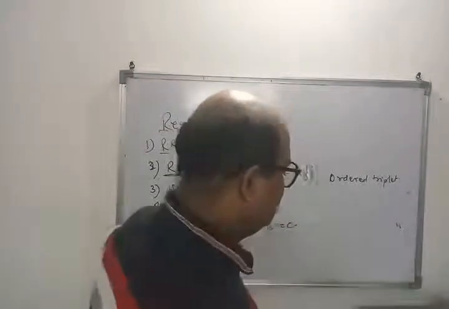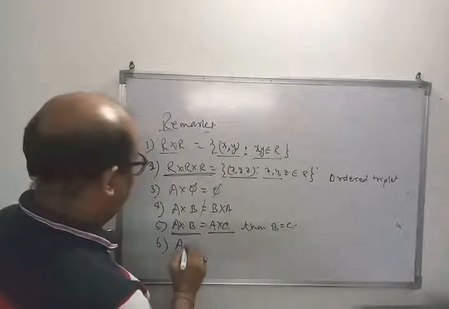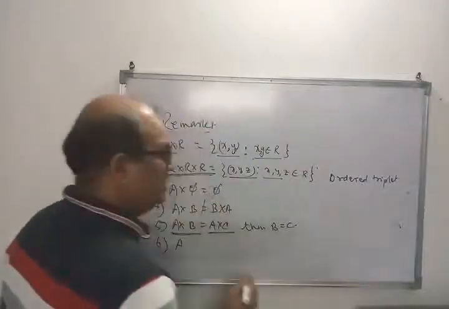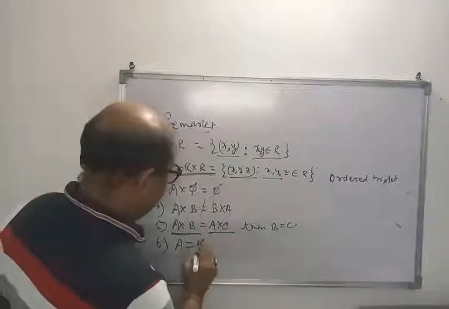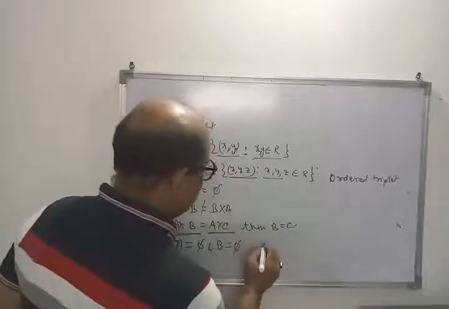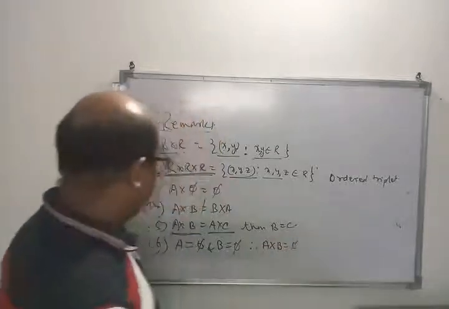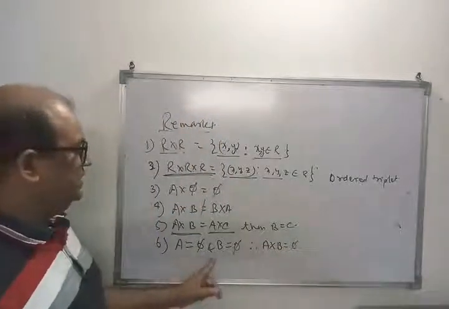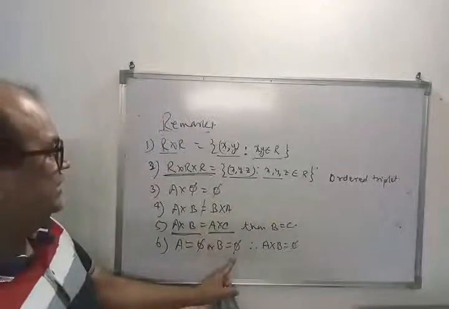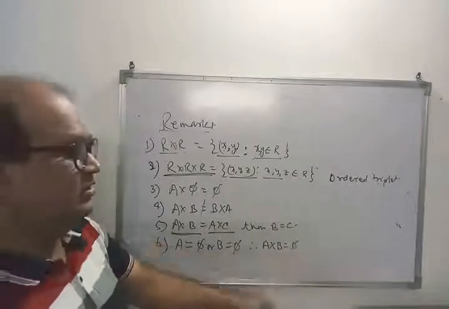Next, if A cross B equals phi, then either A equals phi or B equals phi. That is, if set A equals phi or set B equals phi, then the Cartesian product of A and B is phi only.